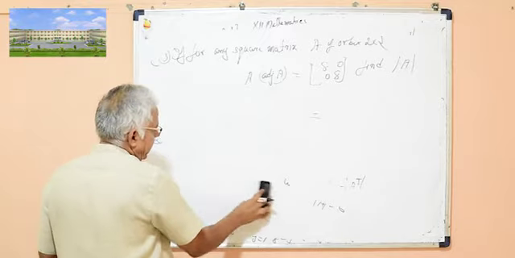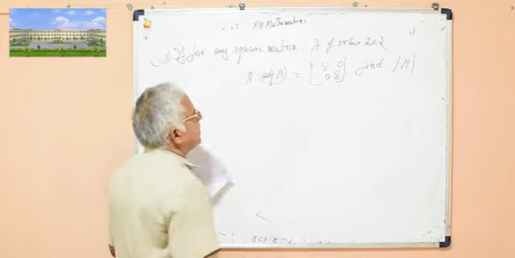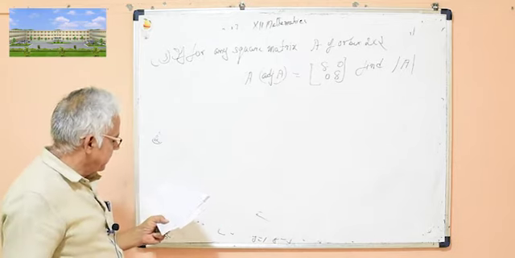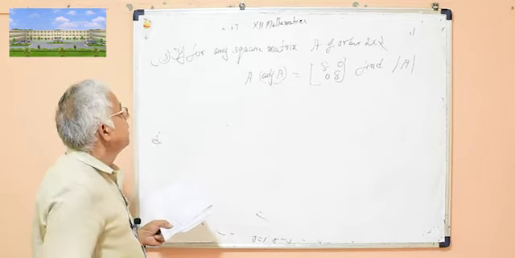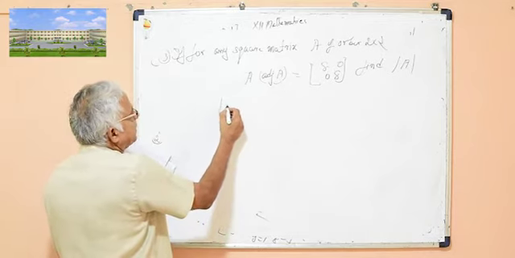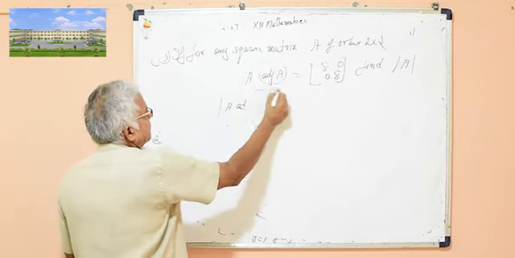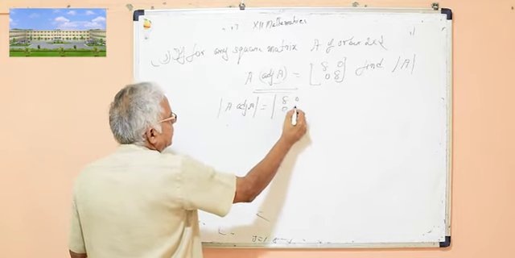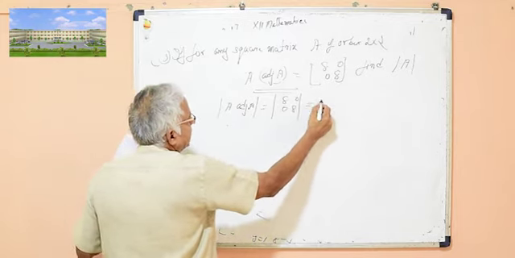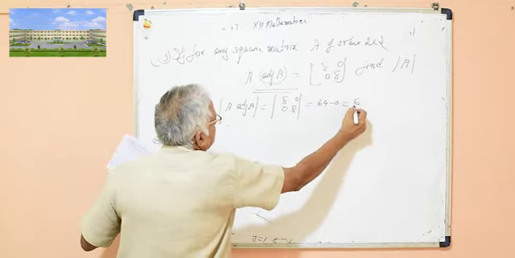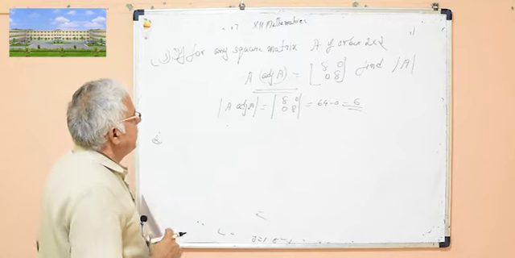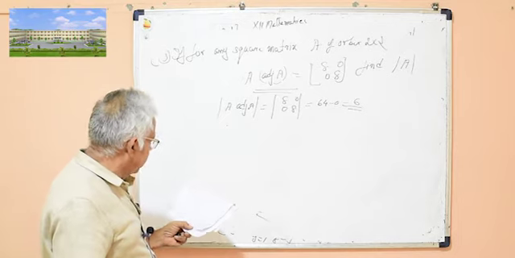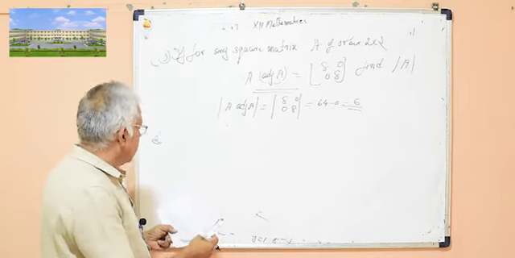Given a matrix A into adjoint of A is equal to this, find the determinant of A. First we find the determinant of A into adjoint of A, which is equal to determinant of 8 0 0 8, which is 8 into 8, 64, minus 0, 64. Another way: 64 is given. Find the determinant of A.